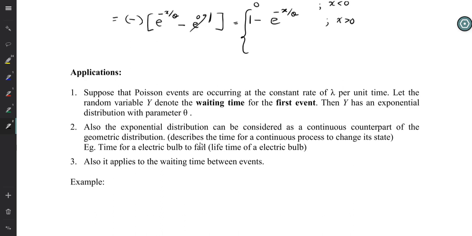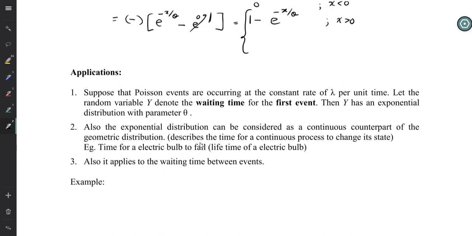Suppose you have Poisson events occurring at a constant rate of lambda per unit time. If we denote y to be the waiting time for the first event, compare this with the gamma. In the gamma distribution, you have the waiting time for the rth event. Here we are looking at the waiting time for the first event. Then we say y has the exponential distribution with parameter theta. Usually the waiting times, the decays, the mortality rates, those can be nicely modeled using the exponential distribution.